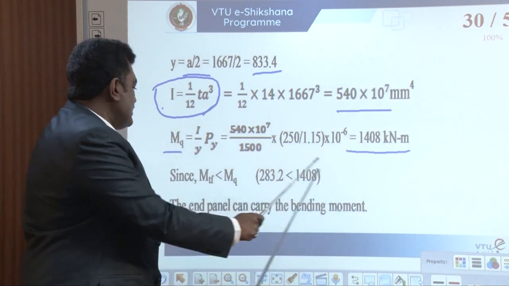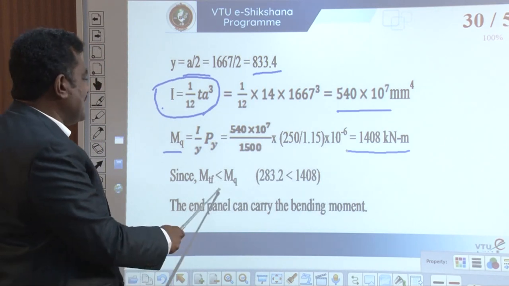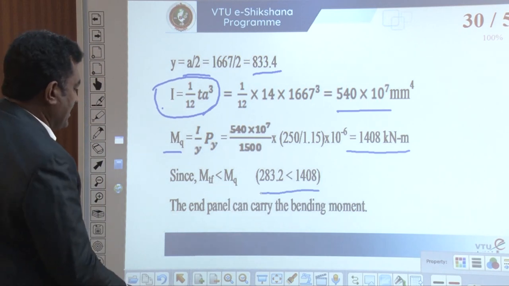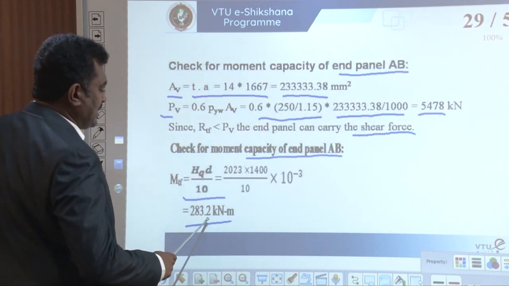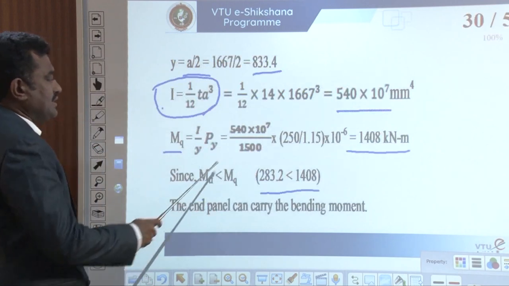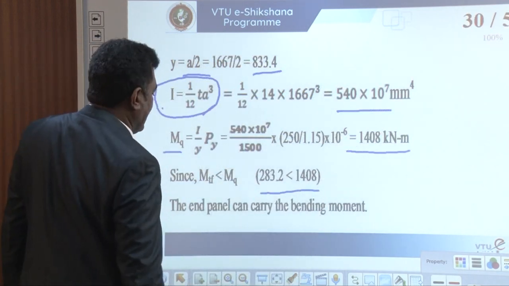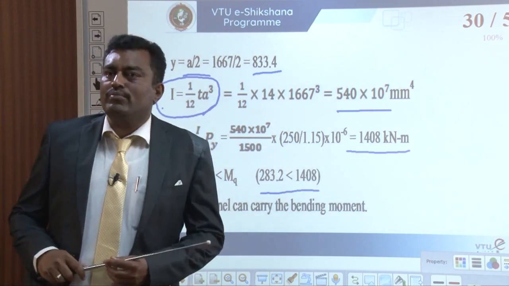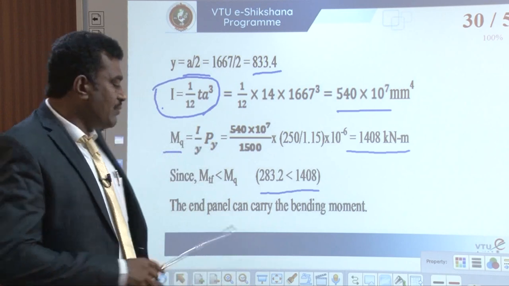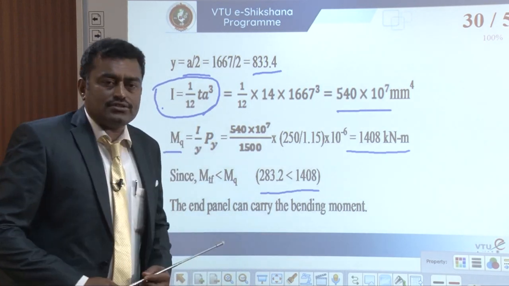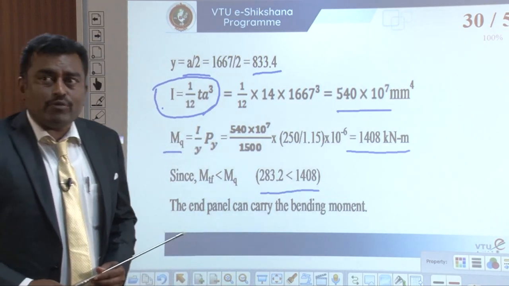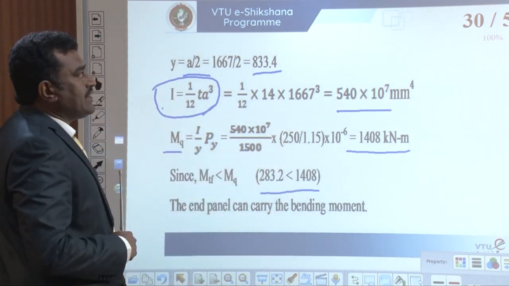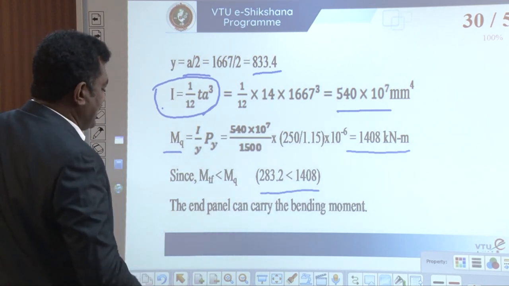This value, 283.3, is smaller than this value. What are we getting? 283.2 is smaller than 1408 kilonewton meter. Therefore, the end panel also carries the bending moment. Okay, we are providing an end panel that also carries the bending moment sufficiently. These are the necessary checks we have taken for designing an end panel.